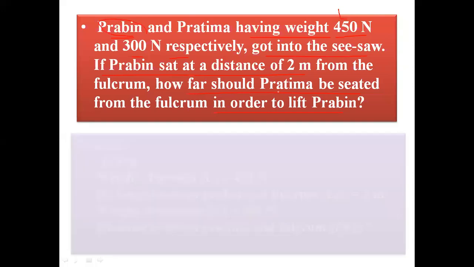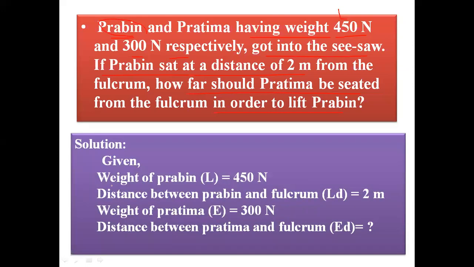Now first of all we have to write given. In given we have to write weight of Parveen is 450 Newton and it is the load here. Distance between Parveen and fulcrum means load distance. It is 2 meters. And weight of Fatima is 300 Newton. Here the weight of Fatima is used to lift Parveen, so it is effort. And effort is given 300 Newton.